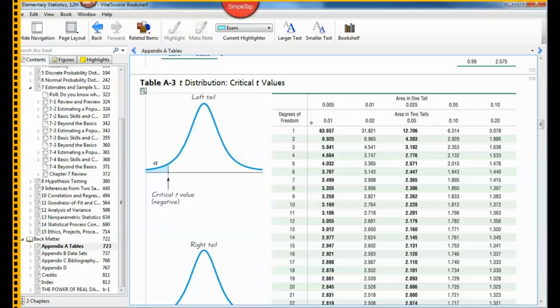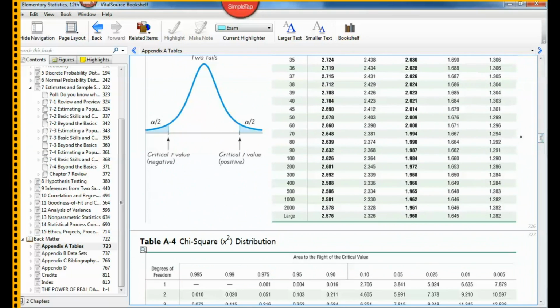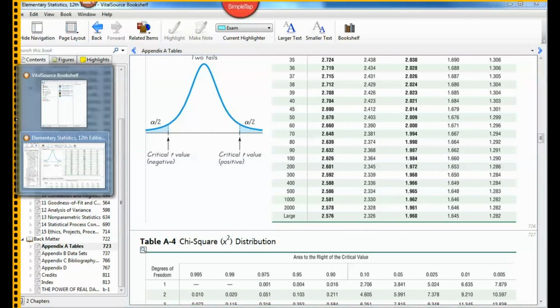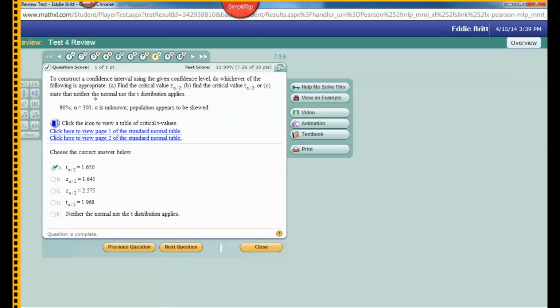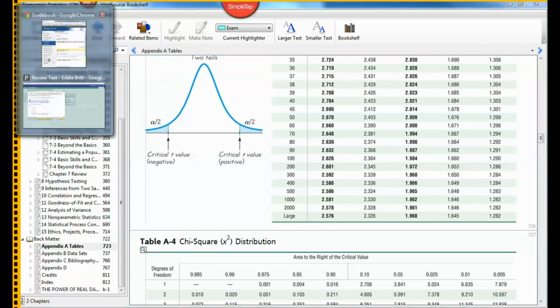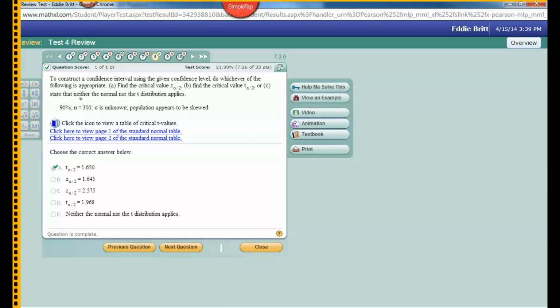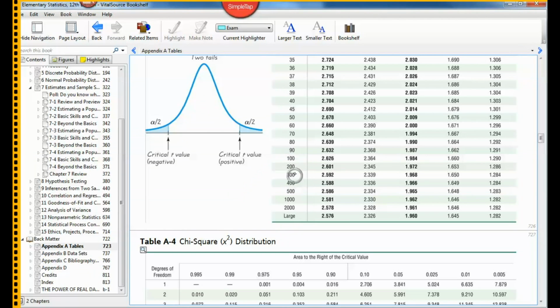Now, the way you find degrees of freedom is n minus 1. Whatever your n is, your total data items, you subtract 1. That works out pretty well until you get to big numbers like 200, 300, 400. Once you get that high, we just have to guesstimate. In our problem, we had 300, so 300 minus 1 is 299. There's no 299 here, so we have to use 300. That's our only choice for this table.